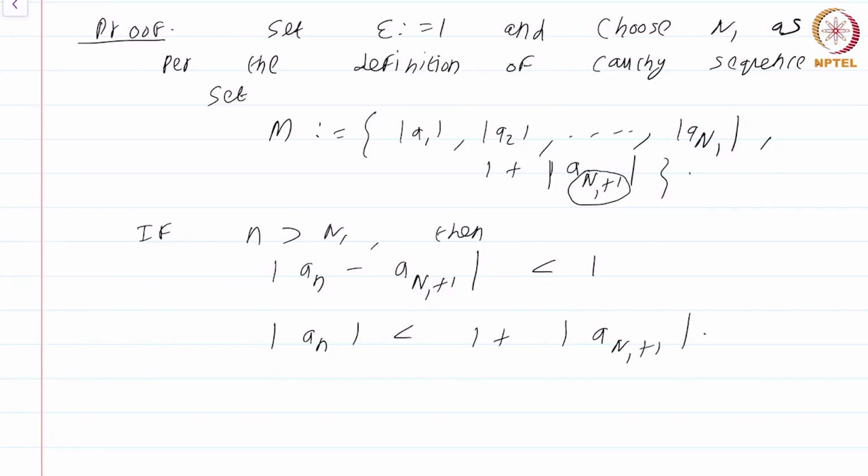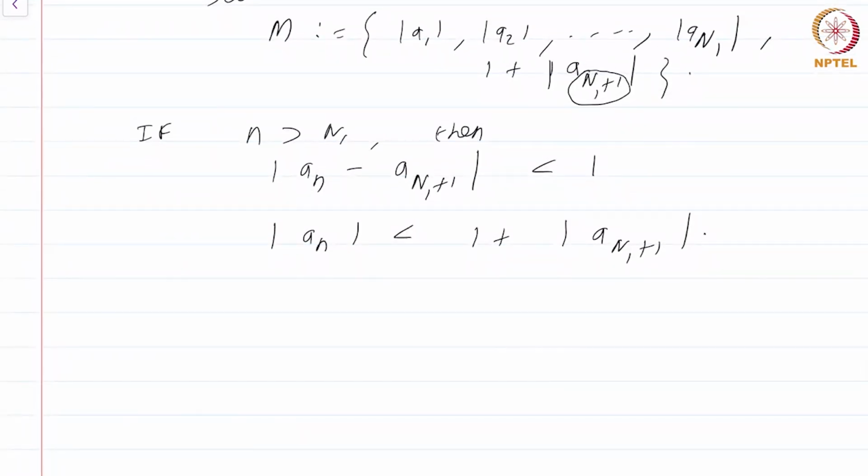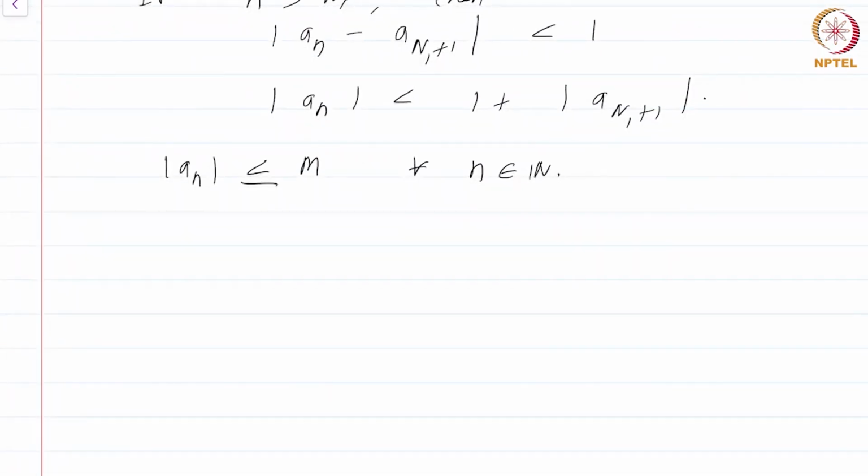Okay. This immediately shows that |a_n| is less than or equal to M for all n in the natural numbers. By the very choice of M, this has to be true. So this proof is almost word for word exactly the same as what we saw for convergent sequences.